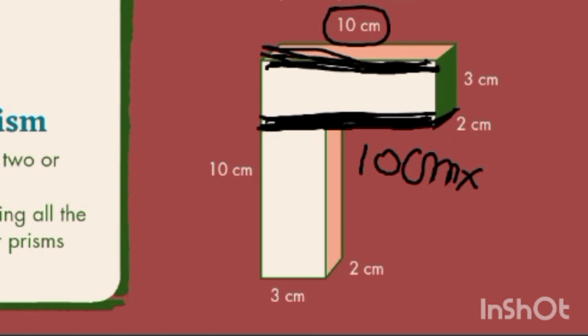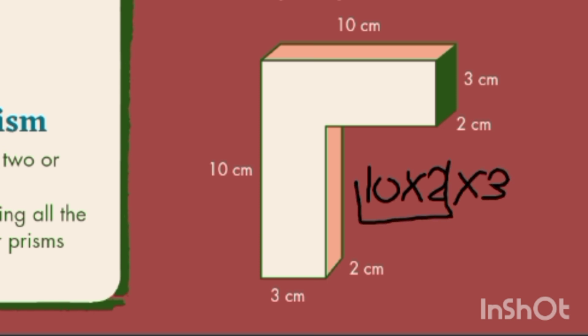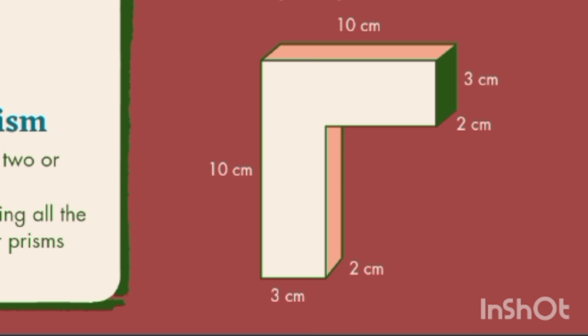Into, then we have our breadth. So our breadth over here is 2 centimeter. Let's multiply 2 centimeter. Then we have height. So our height is 3 centimeter. Now we need to multiply 10 into 2 into 3. So here we will get 20 into 3, which will be 60. So the volume of the first rectangular prism is 60.